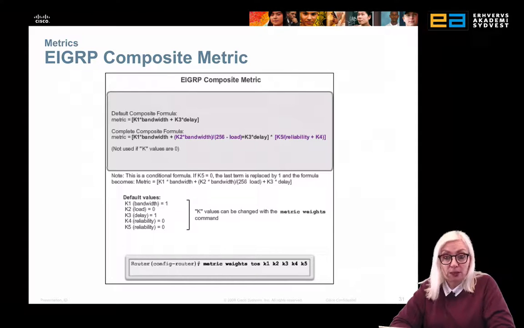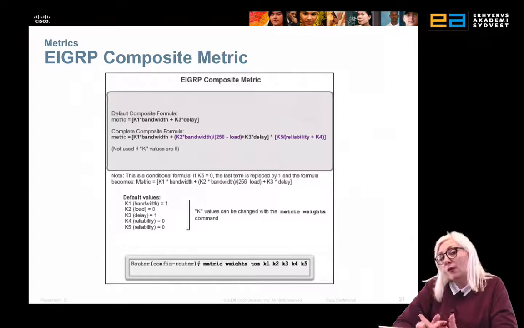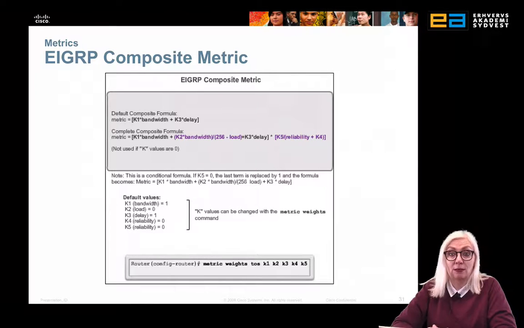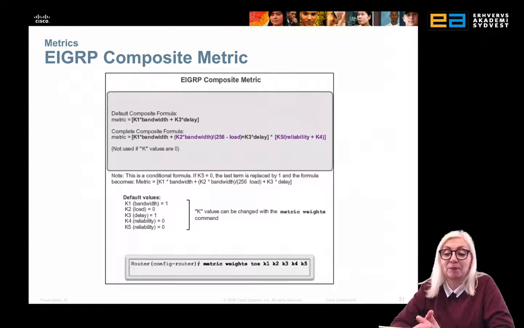EIGRP uses a composite metric. It doesn't only look at, for instance, the hop count, as RIP does, or like OSPF that uses the bandwidth as the cost. Here we have a different formula that will calculate the metric.